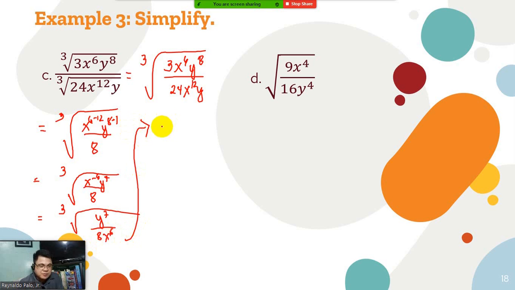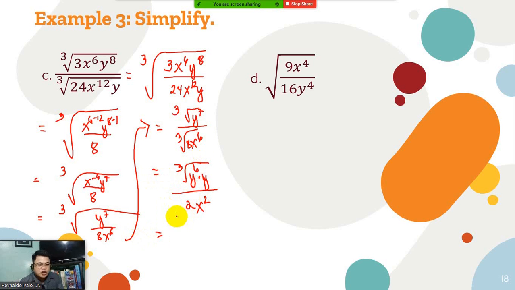Then next, we can split this one so that we can simplify. We're now going to have cube root of y raised to the 7th power over cube root of 8x raised to the 6th power. Then cube root of y, factor it, the nearest number to 7 which is divisible by 3, 6, times y, over cube root of 8 is 2, and then cube root of x raised to the 6th power, 6 divided by 3 is just simply x squared. Then simplify the numerator, cube root of y raised to the 6th power is y squared, cube root of y over 2x squared. This will be now your final answer.